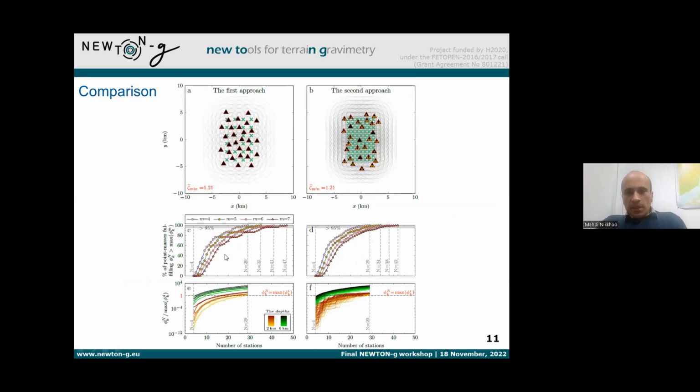So here we see both of these approaches side by side, and we see that for the information content associated with 4 gravimeters, both approaches give the same result, which is 29 gravimeters. But we see that for a larger number of gravimeters, approach 2 gives us a solution which involves a lesser number of gravimeters.